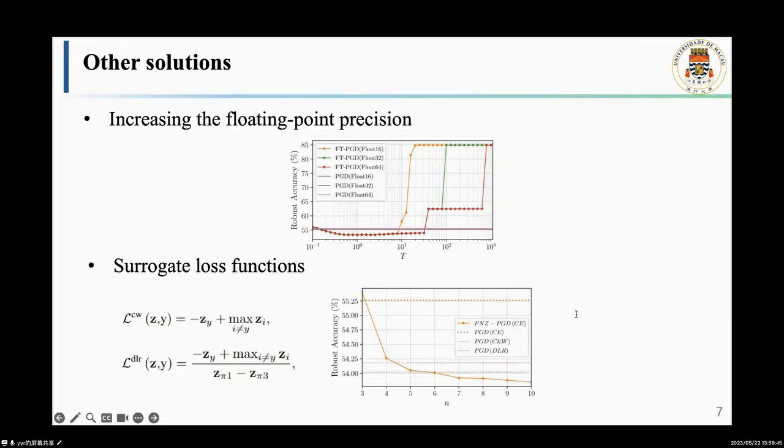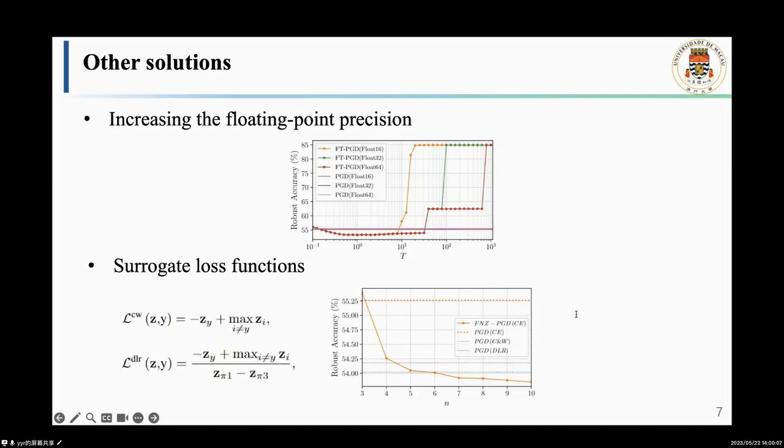As shown in this figure, the attack's performance exhibits a similar variation pattern across different precisions. While increasing the floating point precision can delay attack failure due to floating point underflow errors, it incurs significant computational overhead. Therefore, increasing the floating point precision is not a solution to the problem caused by floating point errors.